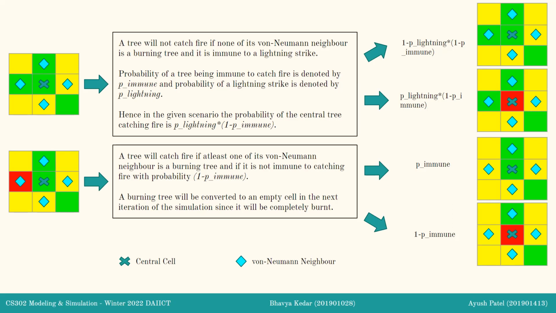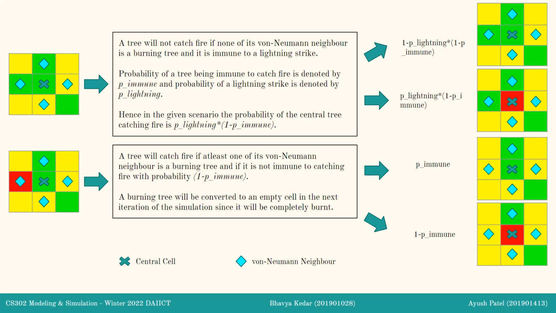So in the first scenario, when there are no neighboring burning trees, the probability of the tree catching fire would be the probability of the lightning strike multiplied by 1 minus the probability of the tree being immune, because that is the only way the tree can catch fire in that scenario. And for the rest of the probability, the tree will not catch fire.